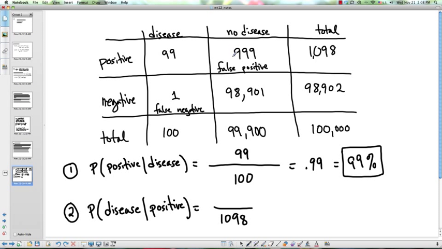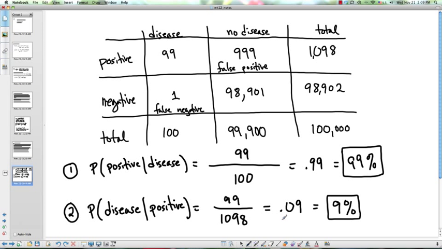And 1% in this case was a big number. Put those two together: 99 plus 999, 1,098 people that tested positive total. Well, how many of those actually had the disease? Actually, it was a small percentage, 99. 99 out of, it's not exactly 1,000, it's 1,098. If I do that division, it's about 0.09, and so that's about 9%. That is dramatically different. If you test positive, the chance that you have the disease is only 9%.